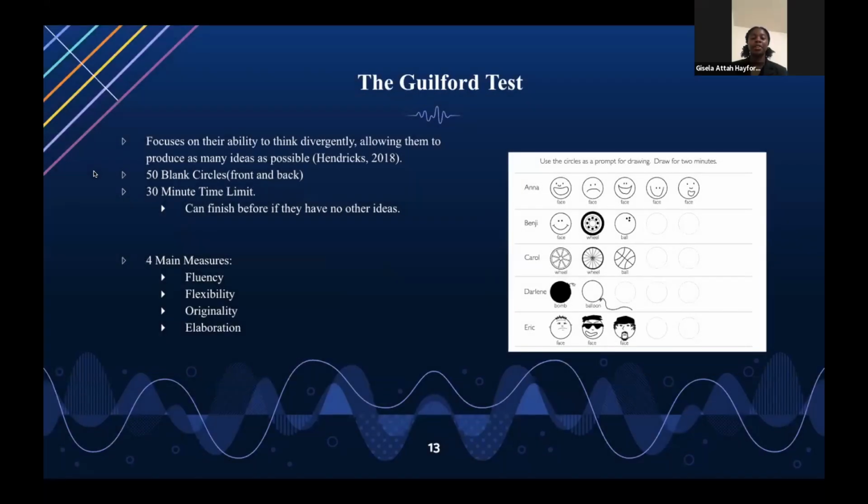So what tests are we going to use to measure creativity? Well, we're going to use 2 tests. This first test is the Gopher Test. And this test assesses creativity in a child by focusing on their ability for divergent thinking. So the child will have 30 minutes to draw as many drawings as they can in 50 blank circles. This test will be measured by their fluency, flexibility, originality, and elaboration of their pictures drawn.